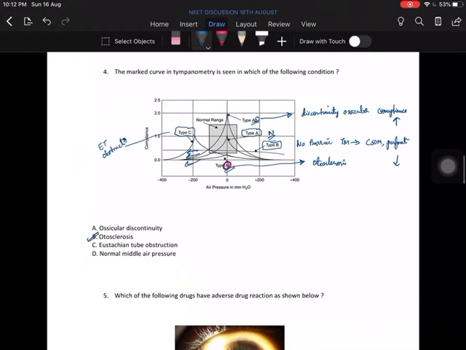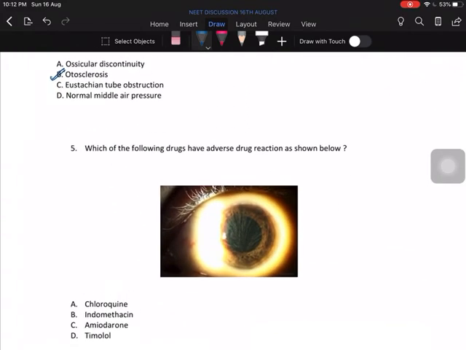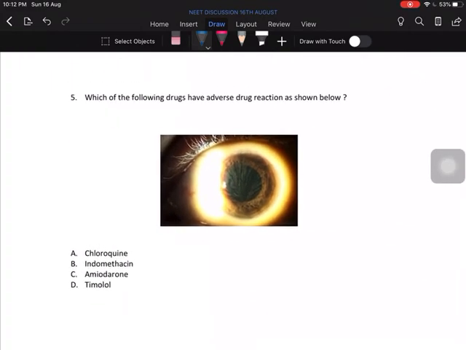Okay, so next, which of the following drugs has adverse drug reaction as shown? So what you see here in the cornea are opacities, and this is also known as corneal verticillata. Okay, and the known drugs to cause this side effect are chloroquine, indomethacin, amiodarone. Okay, whereas timolol, which is a topical beta blocker, does not cause this side effect.